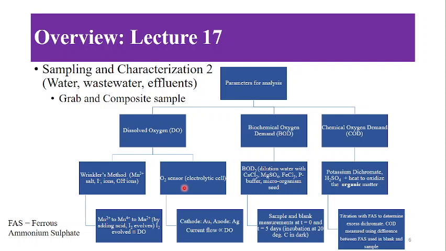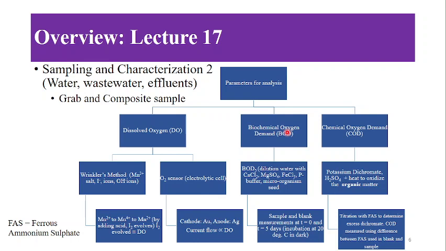Next is the O2 sensor method. It's basically an electrolytic cell, and it has electrodes, cathode and anode. The cathode is of gold, and the anode is of silver. There is a semi-permeable membrane below this electrolytic cell, and the sample is there. The O2 is allowed to permeate through this membrane into the cell, and then this O2 participates in the electrolytic reaction, and because of that, current is generated, and the current flow is proportional to the dissolved oxygen.